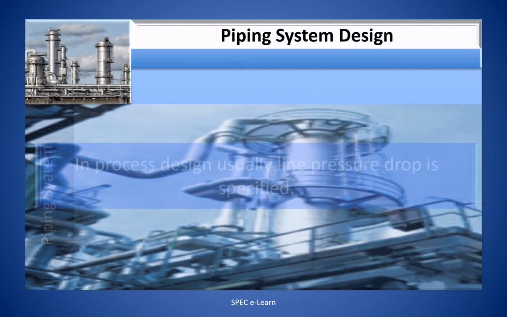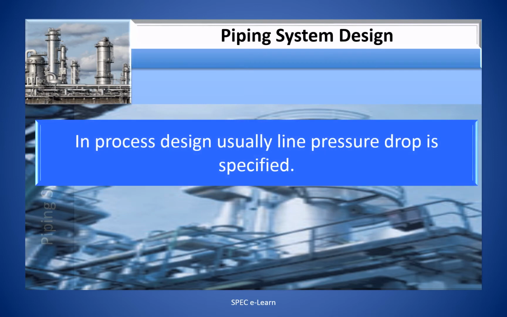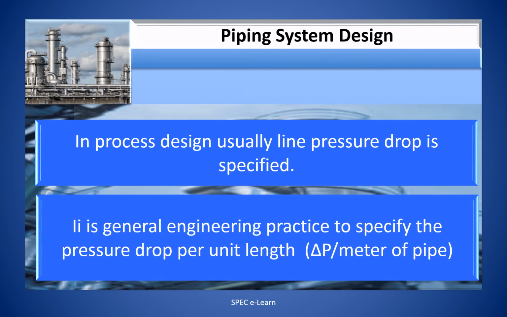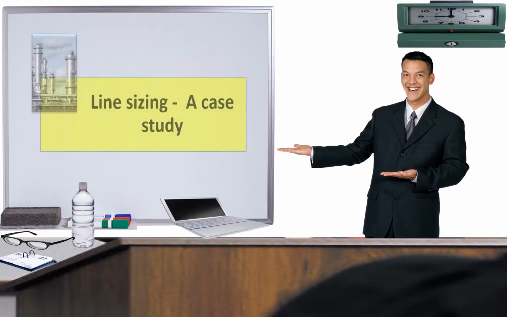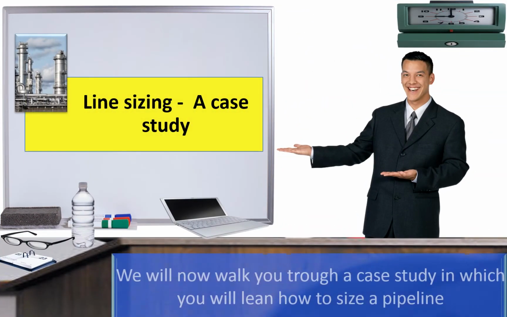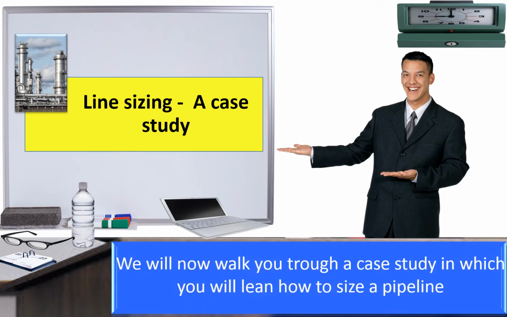In process design, usually the line pressure drop is specified. It is general engineering practice to specify the pressure drop per unit length, that is, delta P per meter of pipe. Line sizing, a case study. We will now walk you through a case study in which you will learn how to size a pipeline.